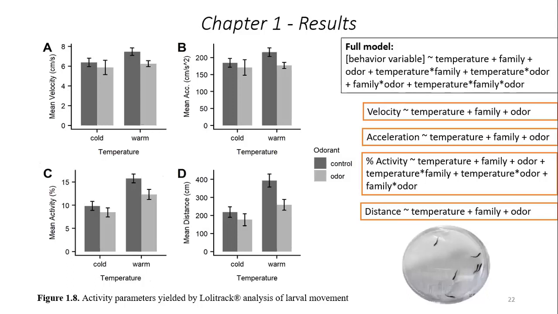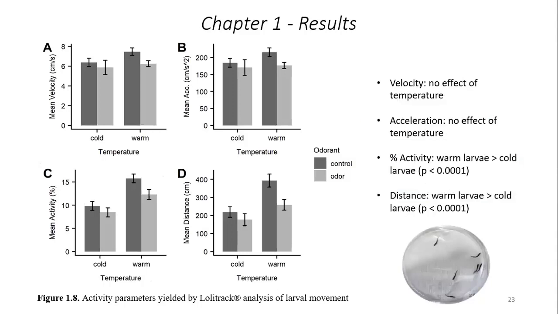And then looking at behavior, here's the full model for each behavior variable, and then the models for velocity, acceleration, percent activity, and distance. So temperature is important for all of these. And then here's the results of the ANOVAs that I conducted. So I saw that based on the ANOVA results, there was no effect of temperature on velocity or acceleration. However, the larvae from the warm treatment did have a significantly higher activity level, and they moved greater distances than those from the cold treatment.